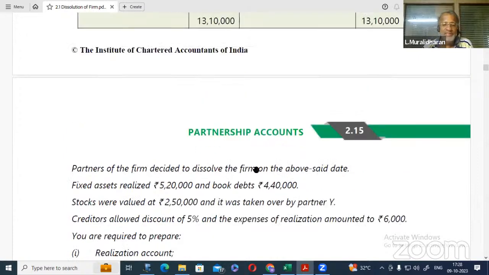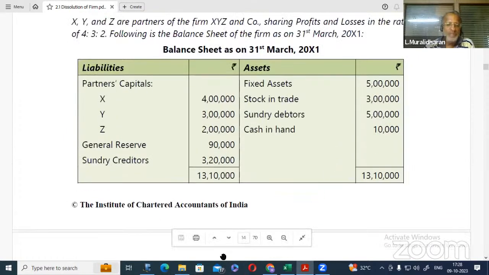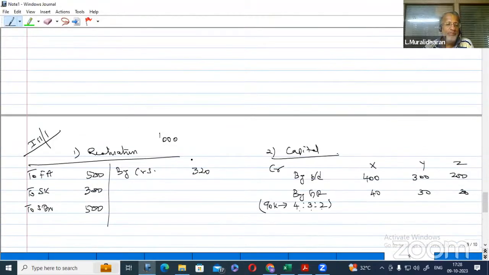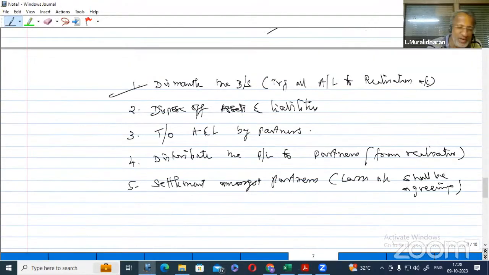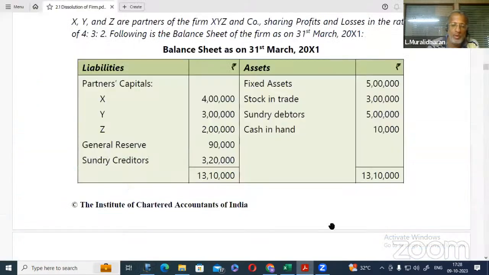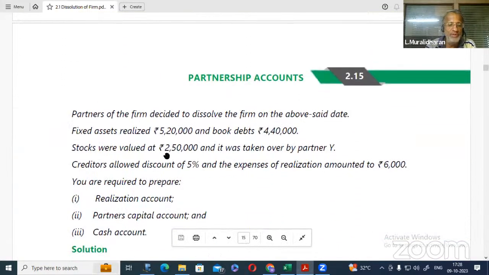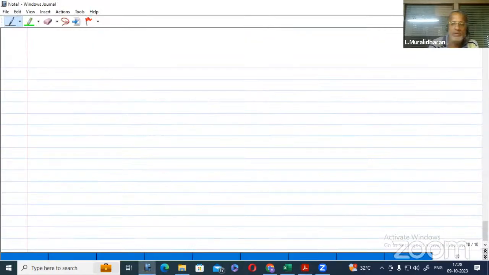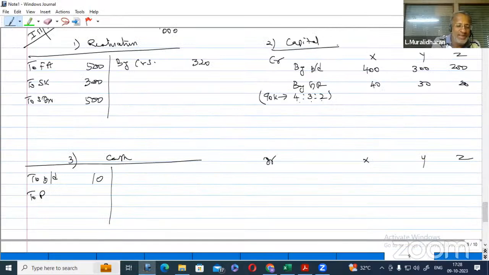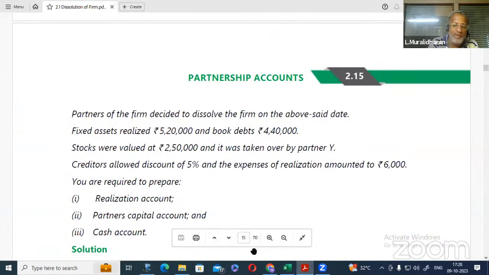Now, partners decided to dissolve. Now, how many steps have we completed in the 5 that we have noted down? Dismantle the balance sheet, we have dismantled. Transfer all assets and liabilities to realization account, we have just done. Capital accounts of the partners to capital account. Reserves to be distributed. Dispose of assets and liabilities. What do you mean by disposal? They have mentioned fixed assets realized, book debts 440. In cash account, to realization account. So here you have to write 520 and 440.